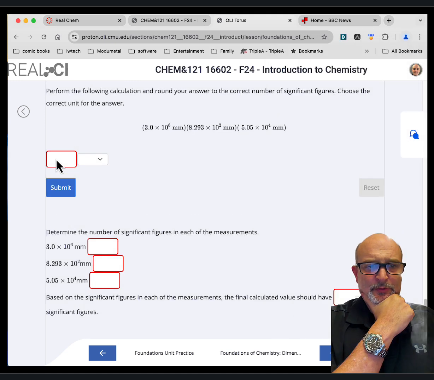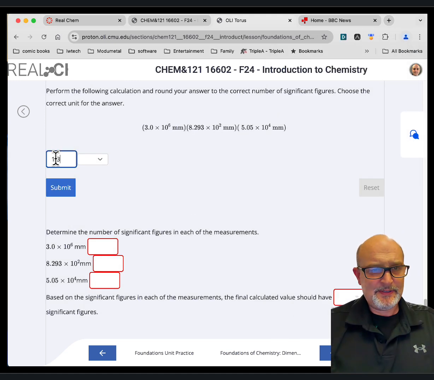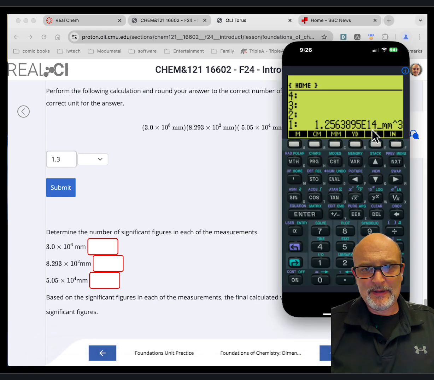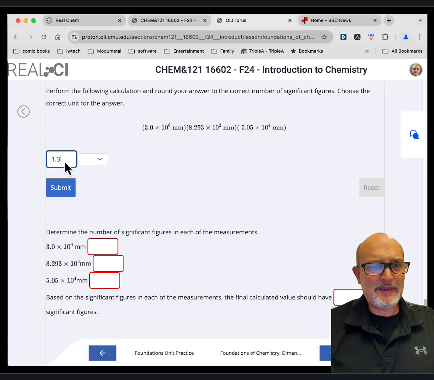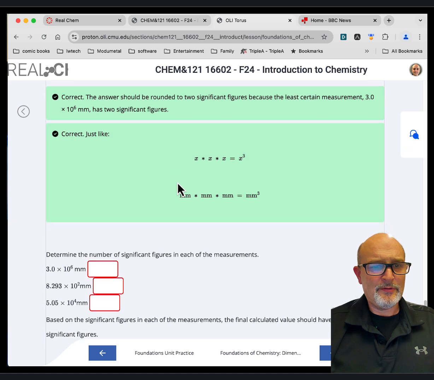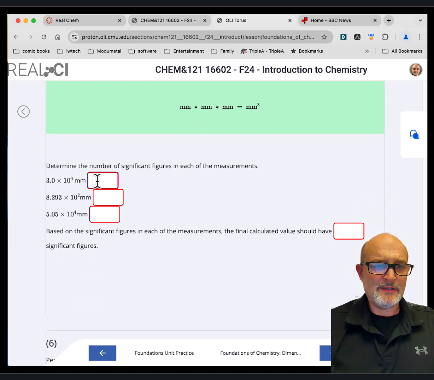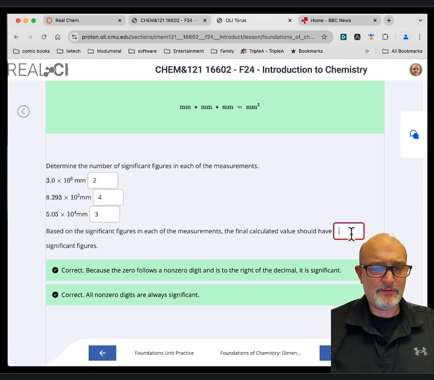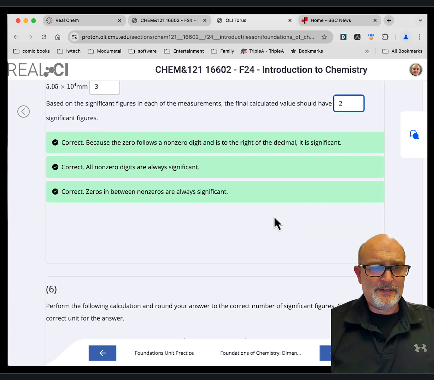So we write the 1.3 times 10 to the, what was it again, 14? Yeah, 1.3 E, and we would write that with E to the 14. I think it doesn't matter if you use large or small E. Either 14 millimeters cubed, and we see if we got that one right. Lo and behold, we did. And the significant figures here is 2, and here it is 4, and here it's 3, and the answer is going to have 2, and that's it.